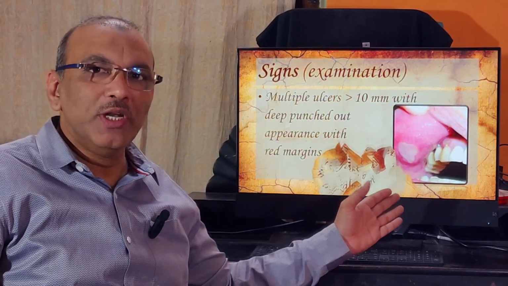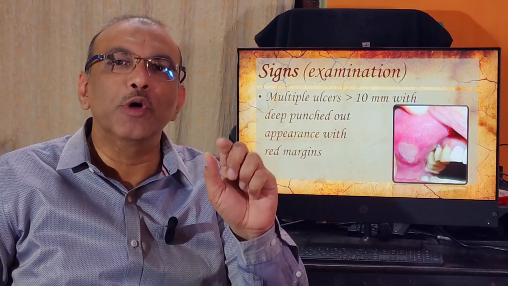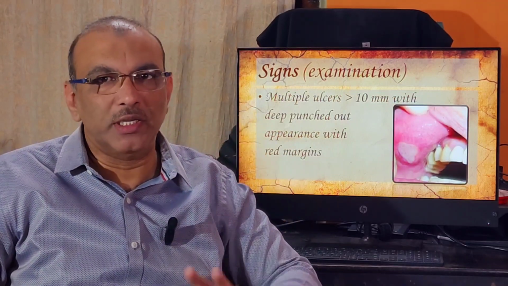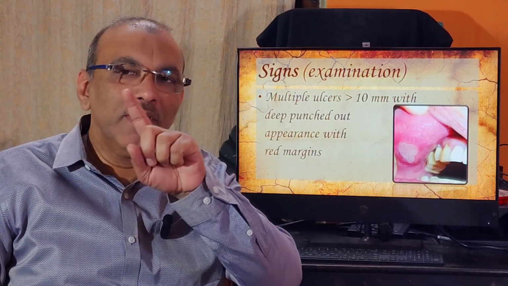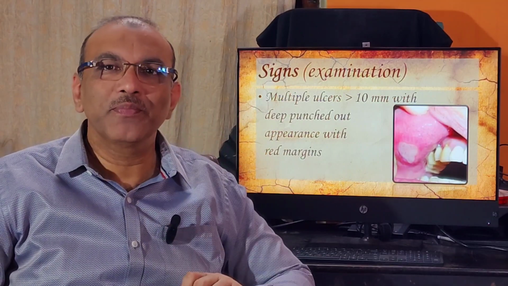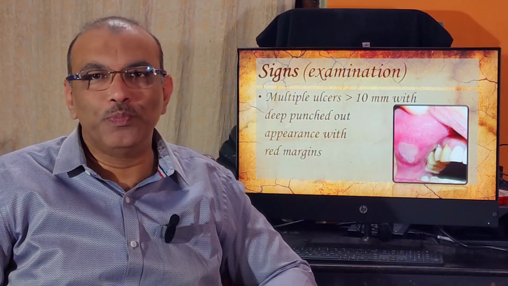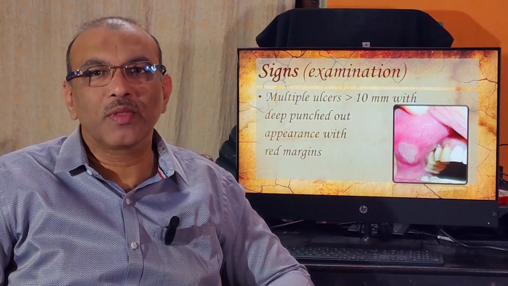On examination, as you see in this picture, there will be a big ulcer, approximately more than 1 centimeter, just 1 or 2 only. It will be painful. It will have a white or yellowish center surrounded by a red halo, and it is painful. That is the usual presentation.